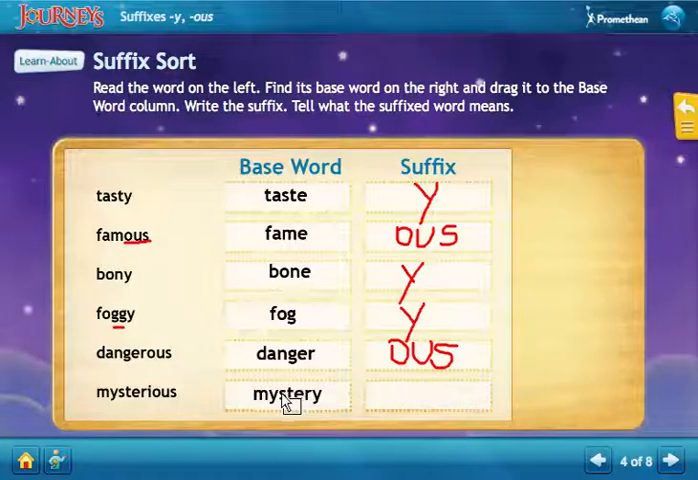Base word for mysterious is mystery. The suffix that was added was the OUS. But where did that I come from in the mystery? There's an I in there instead of a Y. Well, remember, if it ends in a Y, you change it to an I and add OUS. Lots of rules there to remember.